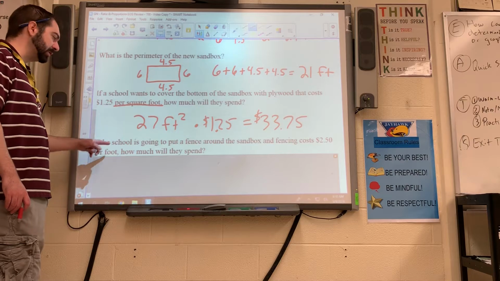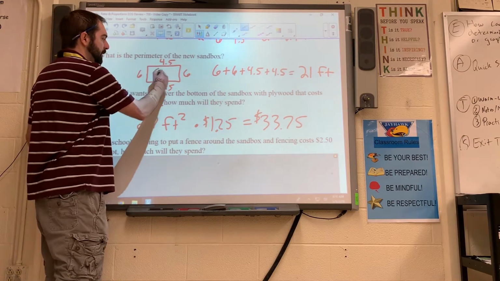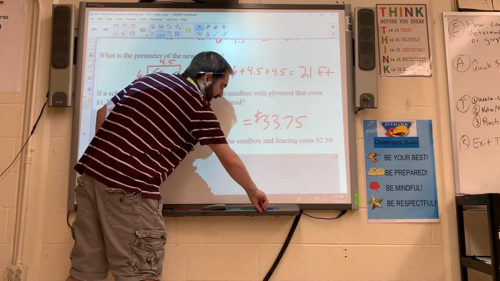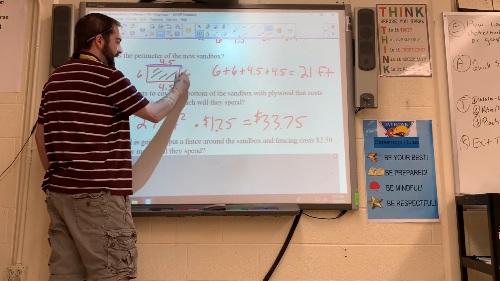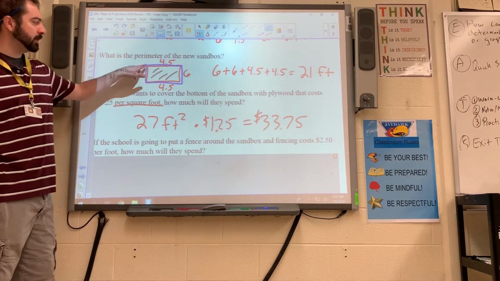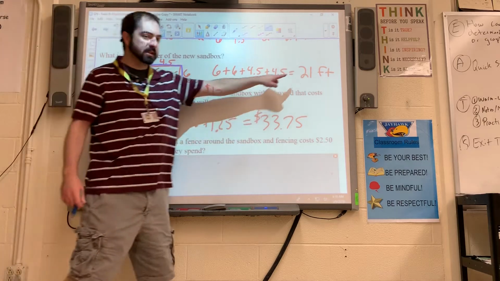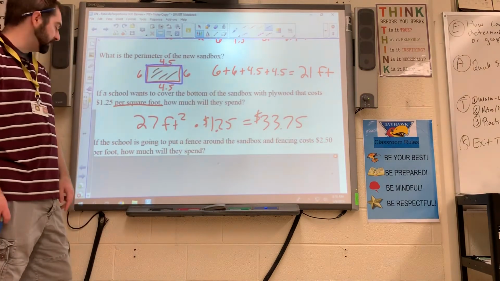So if the school's going to put a fence around it, the first one we were talking about putting plywood in the middle, now they're talking about taking a fence and building it around the edge of it. Well, that's talking about perimeter. So they're talking about putting a fence around. Well, for every foot, it costs $2.50.